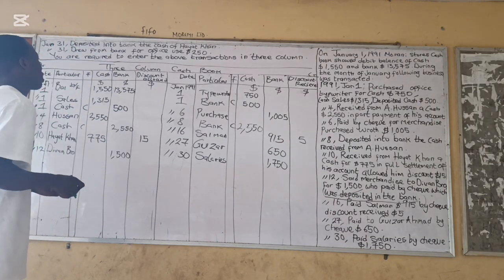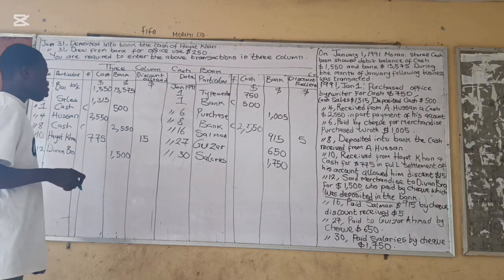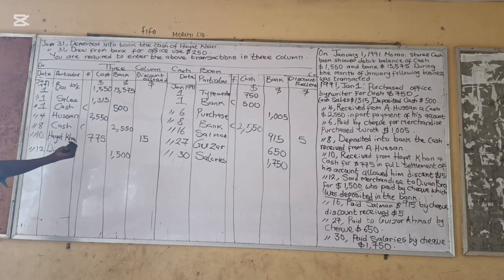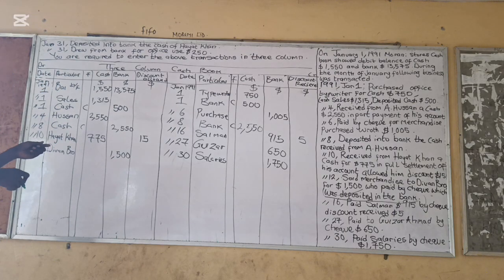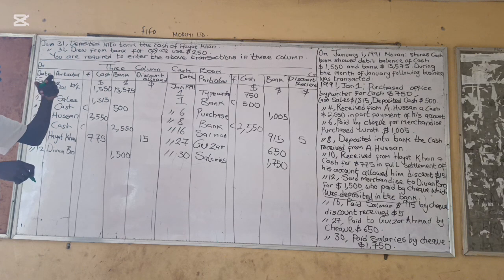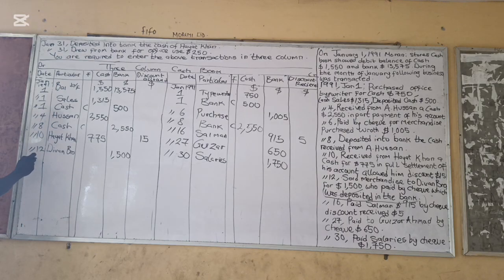So the next one, the question continues there. Deposited into the bank the cash of Ayat Khan. So what is the cash of Ayat Khan? You know I received cash from Ayat Khan, which is $775. And they told us here in January 31, we deposited the money into the bank. The bank is the one receiving. So you move to your debit side first. You are going to start on the 31st.